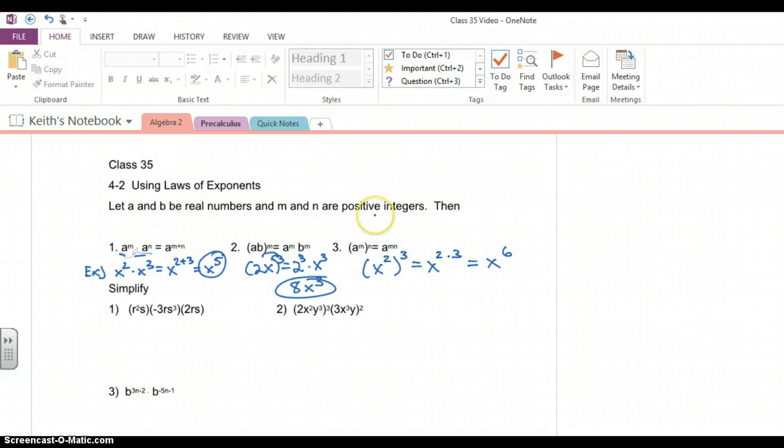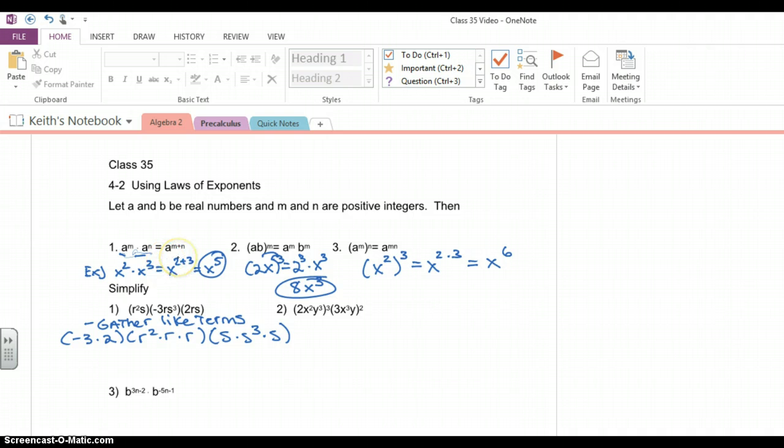So here, some examples. You have r squared times s times negative 3rs to the third times 2rs. So you're not raising any of these to a power, so there's no multiplication. So what I would do is gather like terms. So negative 3 times 2, and then you have r squared times r, and you have s times s to the third times s.